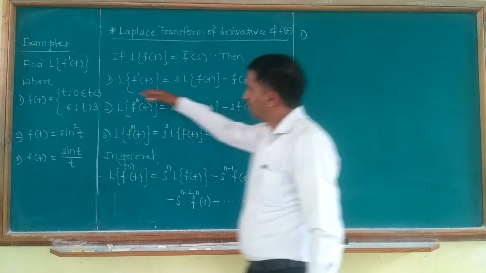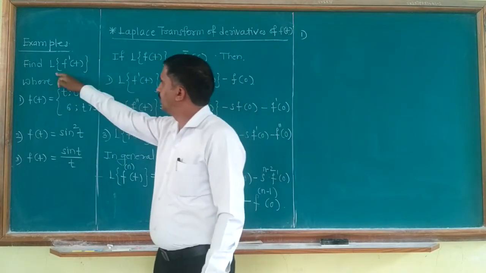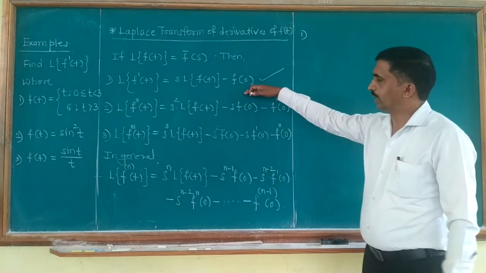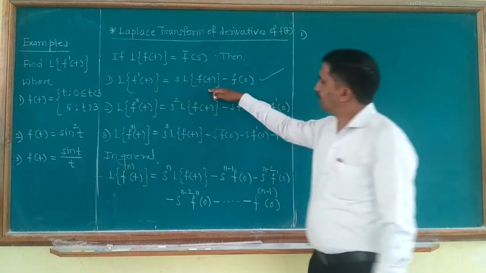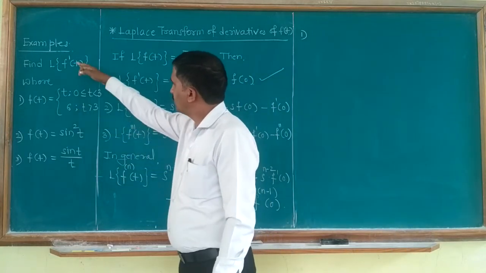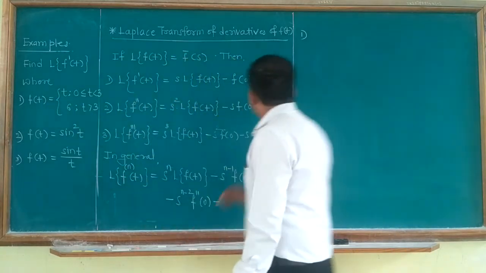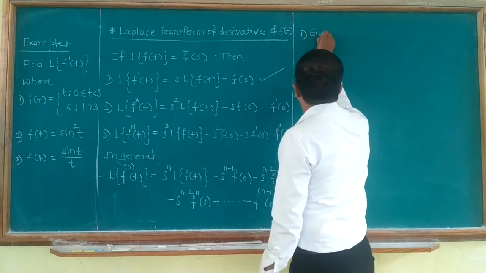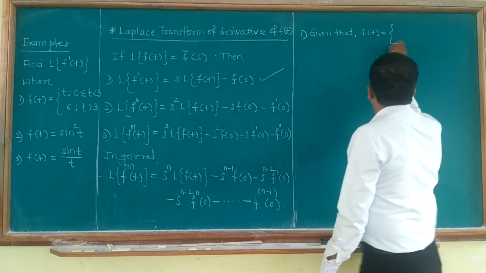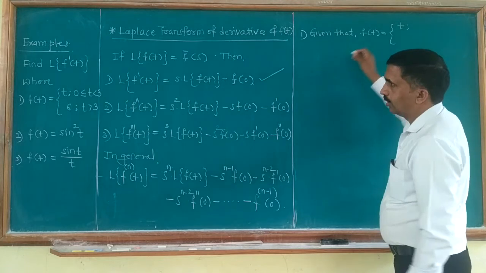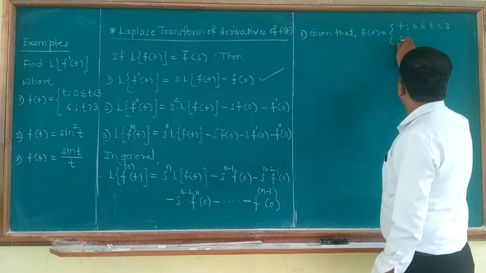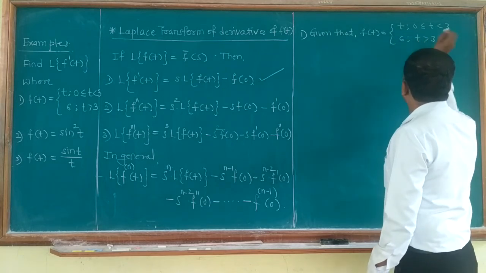Now here, in all these three examples, you have to calculate the Laplace transformation of f dash. So we only have to use this first formula: Laplace of f dash t is equal to s into Laplace of f of t minus f of 0. So let us find Laplace of f dash t for the first one. Here given that f of t is equal to t in the interval 0 less than or equal to t less than 3, and is equal to 6 when t is greater than 3.